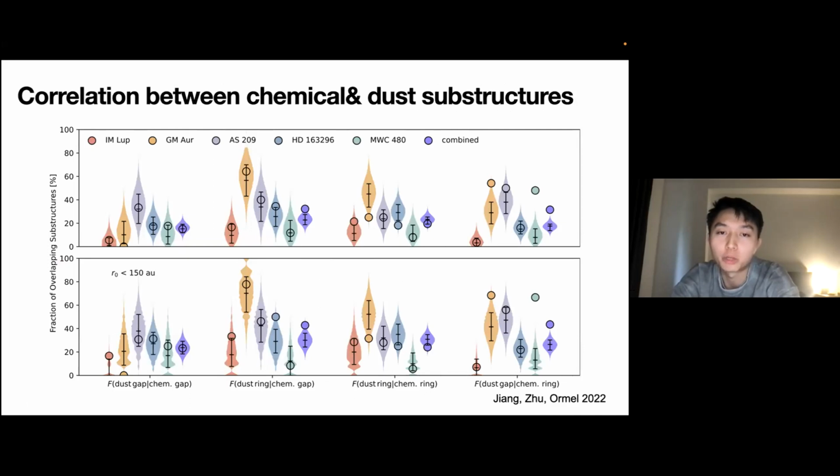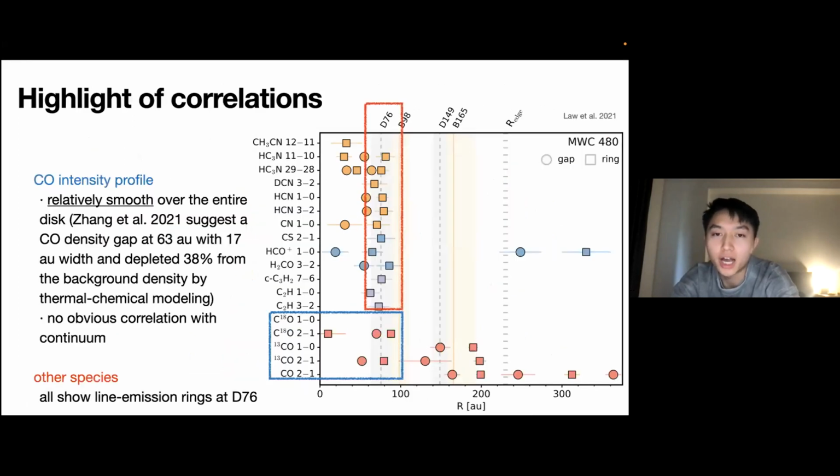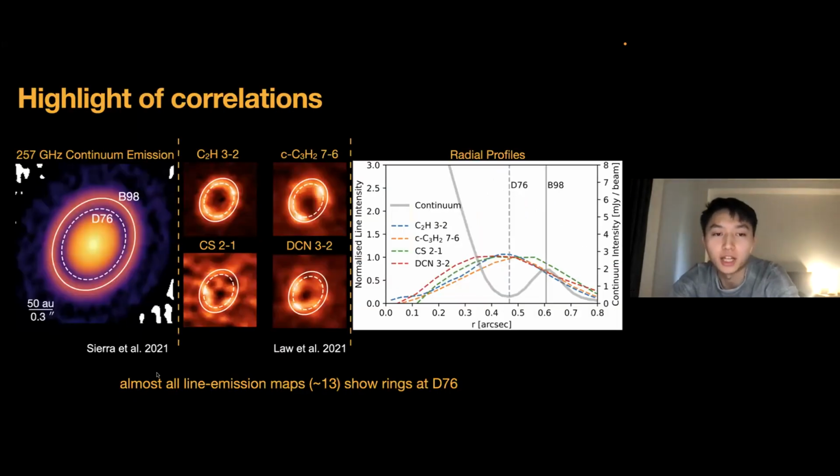We applied this method to all five disks in the MAPS large program. Overall, there is no correlation, but we are not going into detail to discuss why there is no correlation. Fortunately, we did find an outlier, which is actually not so consistent with what we expect. It is a chemical ring coinciding with a dust gap. If we look at the real observation, it looks something like this.